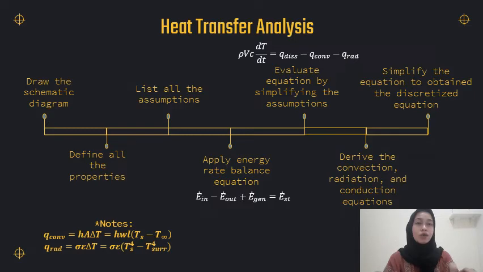After that, we can evaluate the equation by simplifying the assumptions with the final equation in the expression above. And then after that, we can derive the convection, radiation, and conduction equation. And the last is to simplify the equation to obtain the discretized equation to find the temperature distribution. And here are the notes to find the Q convection and Q radiation.